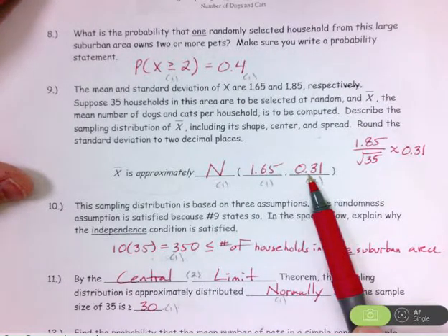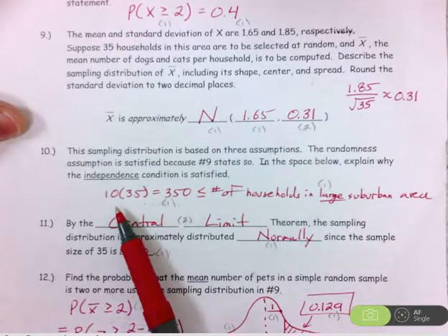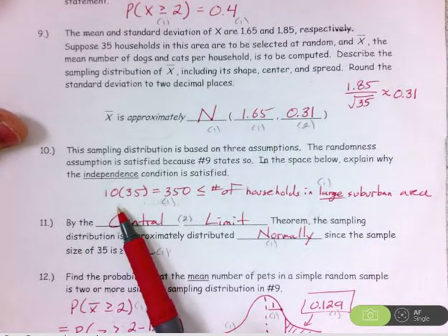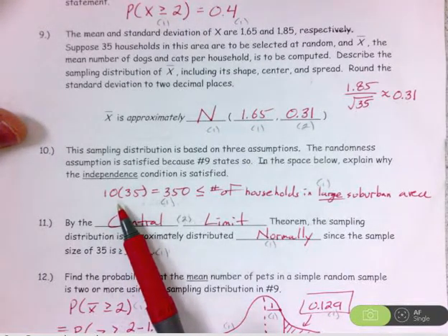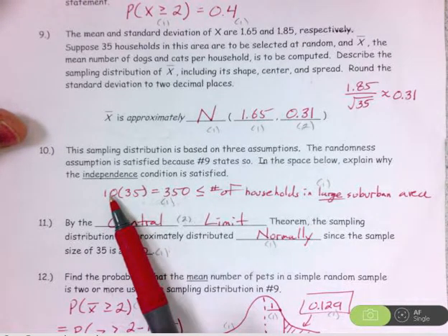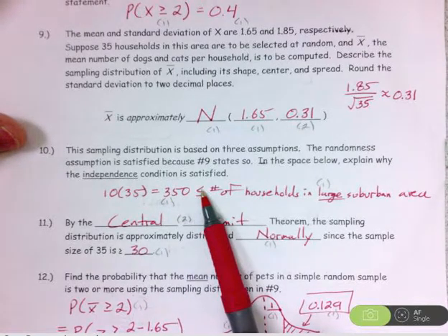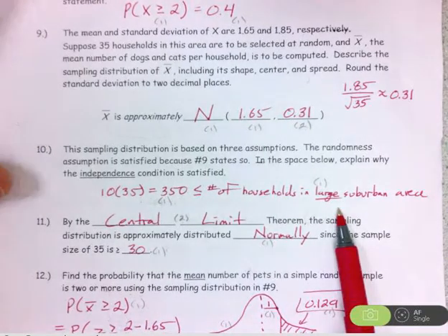And then here are the conditions. So the sampling distribution is based on these assumptions. Randomness is already satisfied, but this is the independence condition. Guys, some of you just told me a story about why you believe that the number of pets in one household would be independent from a different household. But in fact, what you really need to do is do the calculation. Just like on the front side, 10 times the sample size is 350, and that should be less than or equal to the number of households in this large suburban area.